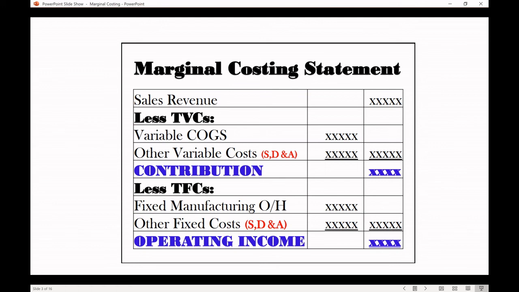Then from contribution, we subtract all our fixed costs, or total fixed costs, that's TFC. And that includes the fixed manufacturing overhead and any other fixed costs, right? The calculation of that then gives you operating income.